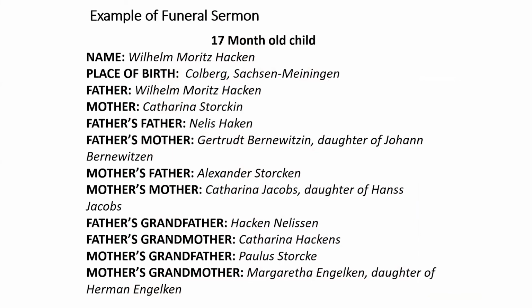It is for a 17-month-old child by the name of Wilhelm Moritz Haken. It gives the name of his father and mother, the names of his father's father and mother, the names of the mother's father and mother, the names of the father's grandfather and grandmother, and the names of the mother's grandfather and grandmother. There are 4 generations identified in this one document.